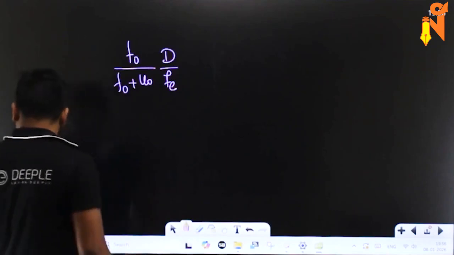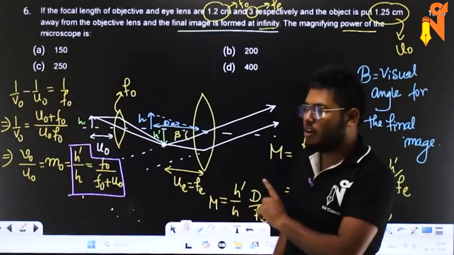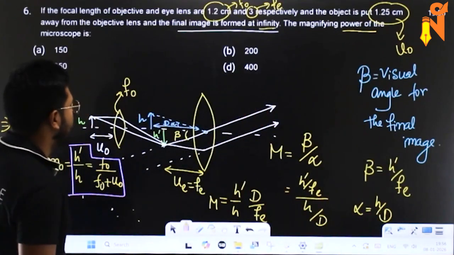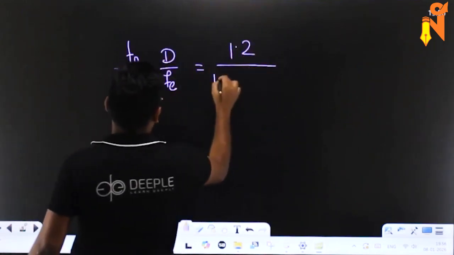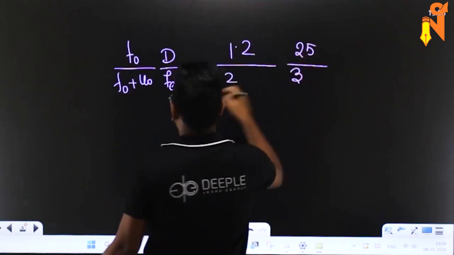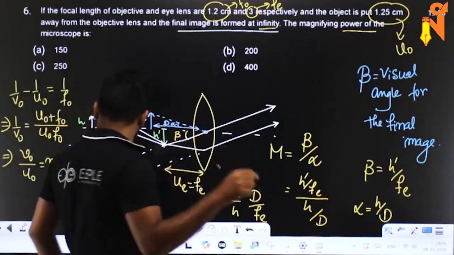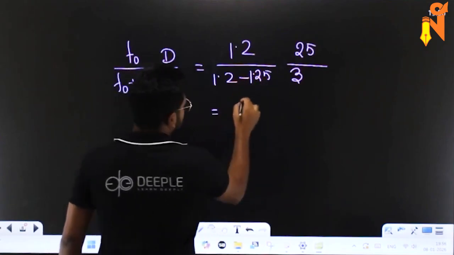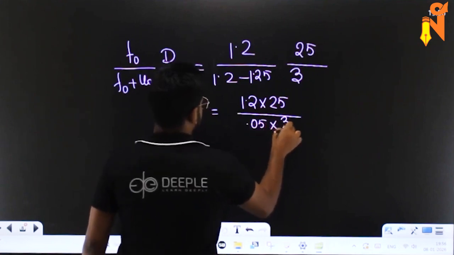Now let me quickly take the values from there. Oh, by the way, as I'm again telling you, I have not used the sign convention. So FO is 1.2, FE is 3, D is, everybody knows, 25. And then UO. UO is how much? UO is 1.25, but be very cautious, U is the object distance, always comes to be negative, so minus 1.25. So I get 1.2 into 25 by 0.05 into 3.